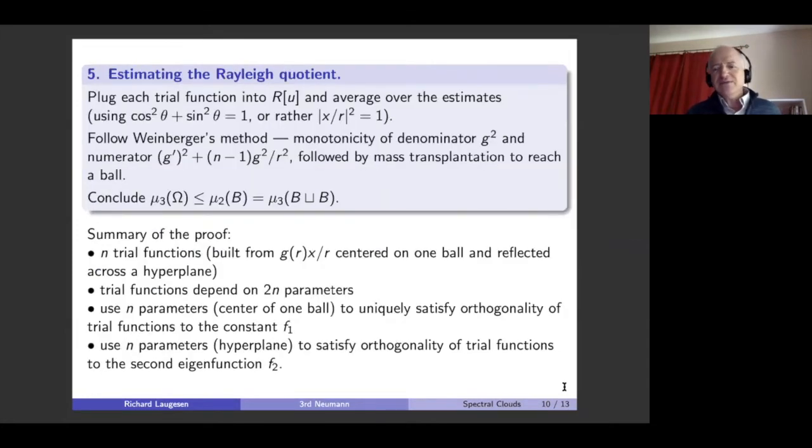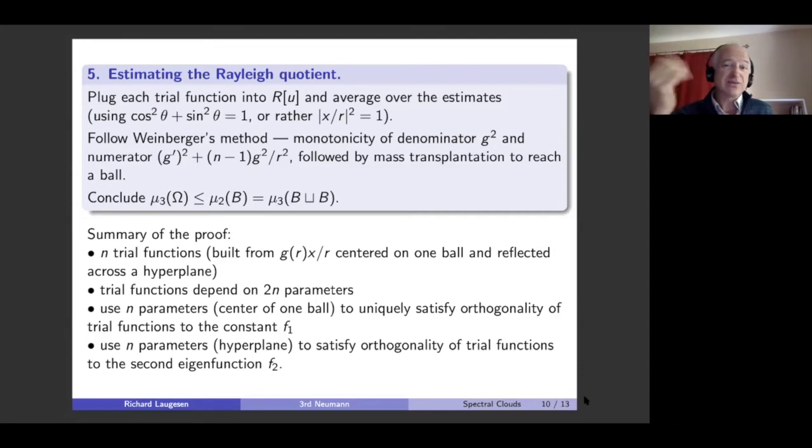Okay, once you get to this point, it's all downhill. I'm a cyclist, so I like it when I get to the all downhill part. Here we can follow Weinberger's method, monotonicity of g squared in the denominator of your trial functions, of your Rayleigh equation, and in the numerator, whatever it is you get from plugging in the trial functions and averaging over all of them. The reason that we need so many trial functions, by the way, is that we essentially want to use that cosine squared plus sine squared equals 1 in 2 dimensions, or the analogous thing in higher dimensions.